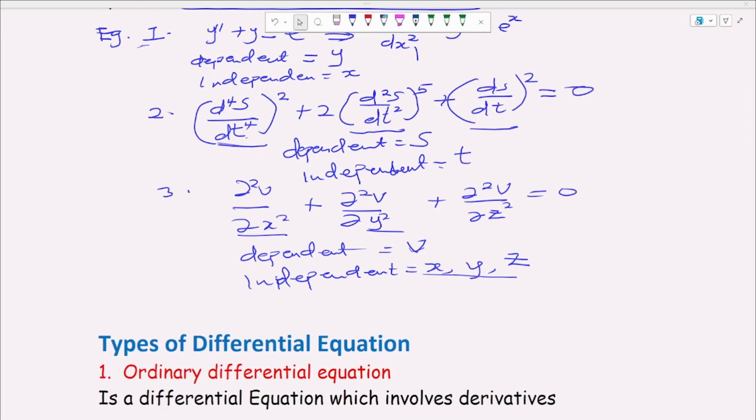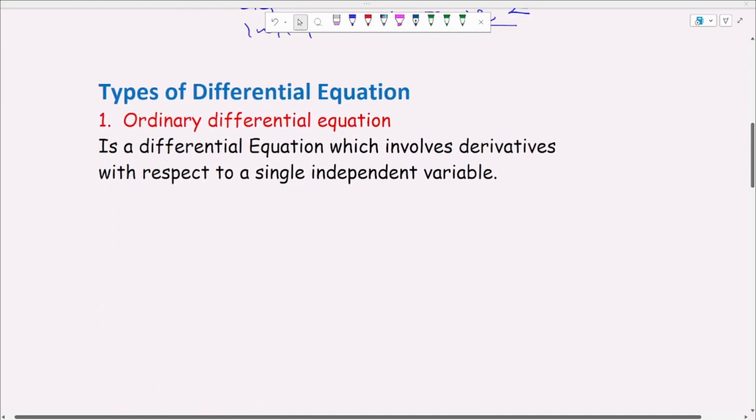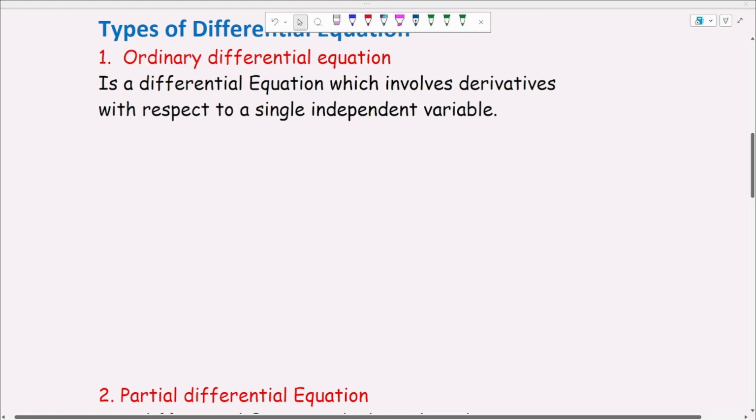All right, so we move on to the types of differential equation. Now, there are two types of differential equation, and the definition is solely based on the number of independent variables that are available. So the number of independent variables that are available determines the type of equation it will be. So we have the first one we are going to discuss.